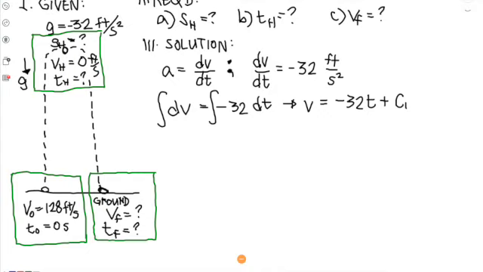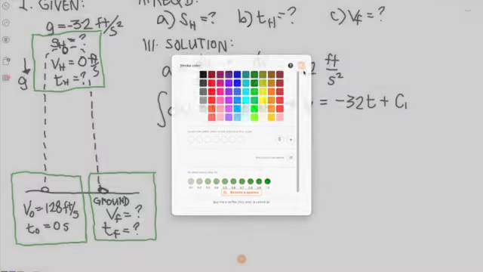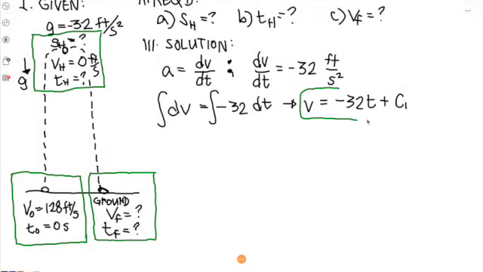So now this is a general solution for the velocity. And how can we get the particular solution to this? By plugging in the initial conditions. So here, this is our initial conditions. V sub O would be equal to negative 32 T sub O plus C1.